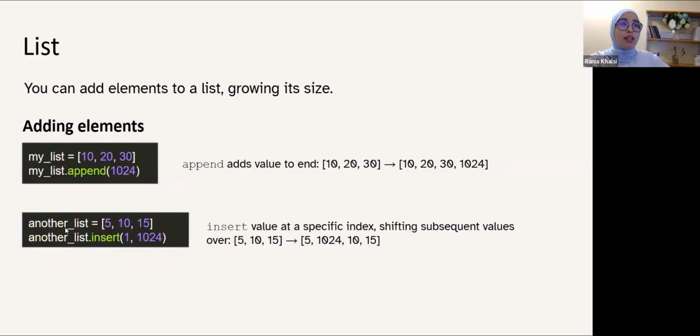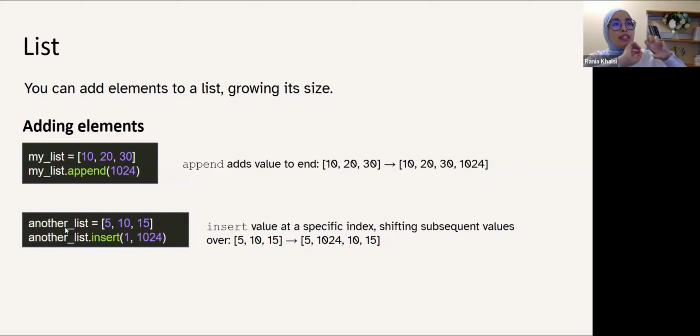1024, okay? And next, there is another method that you can apply to a list, which is insert. If we are adding one element with append, it is going to add the element at the end. The insert is not obligatory at the end. You can add in the middle, you can add at the start, and so on.